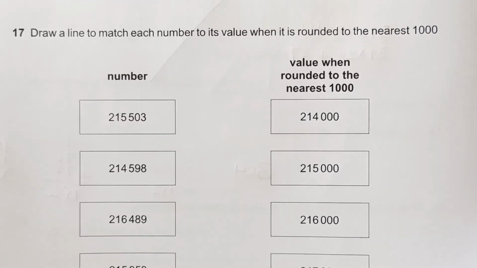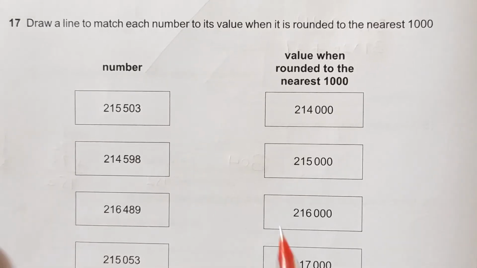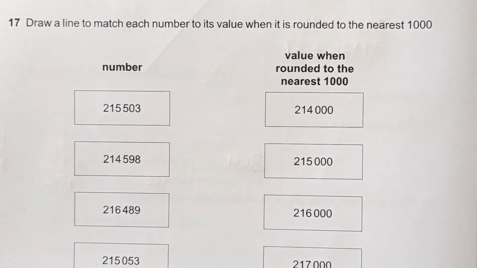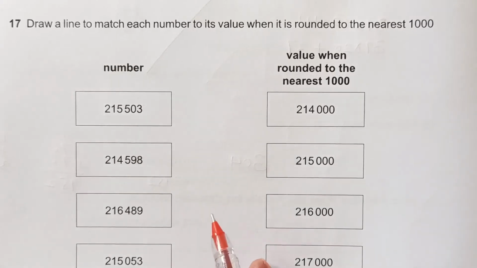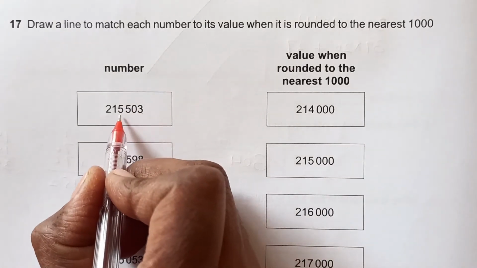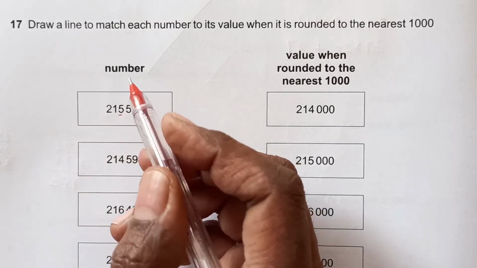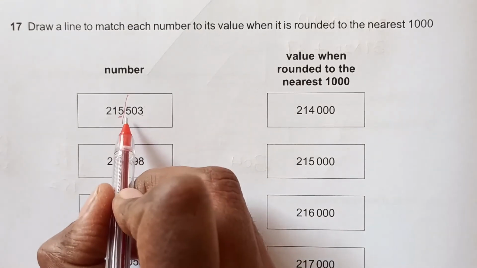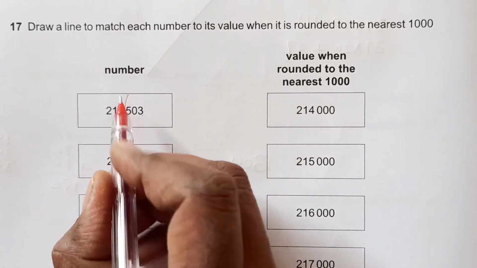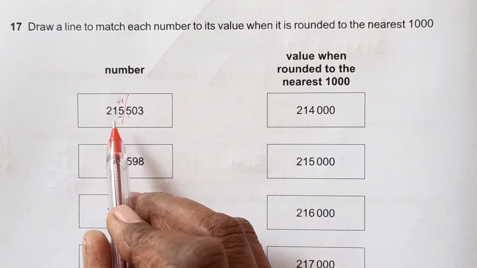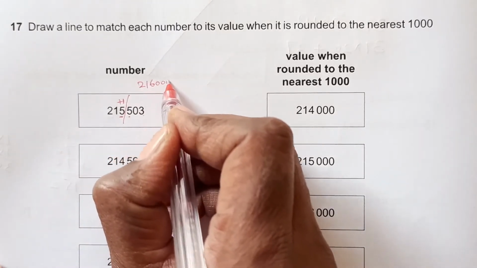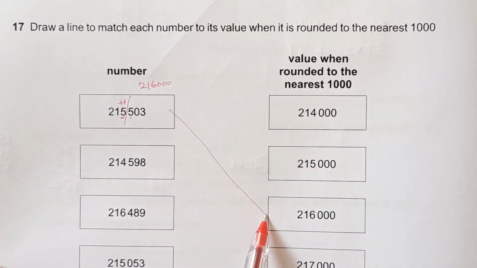Now question 17. Draw a line to match each number to its value when it is rounded to 1000. So first of all, you need to know the digit of the thousands place. Ones, tens, hundreds, and this is thousands. So we are taking this here, and then we have this number which is 5 and above. If it is 5 and above, we add 1 here, so rounding up. So this will become 216, then 3 zeros. We have it here like this.